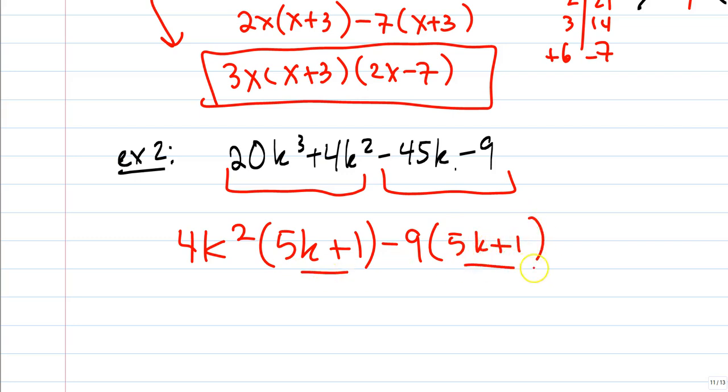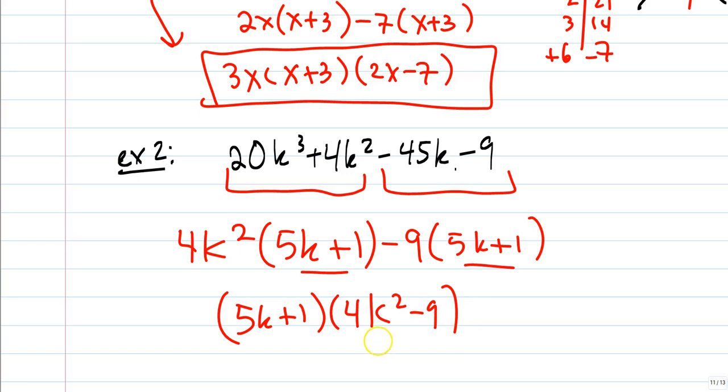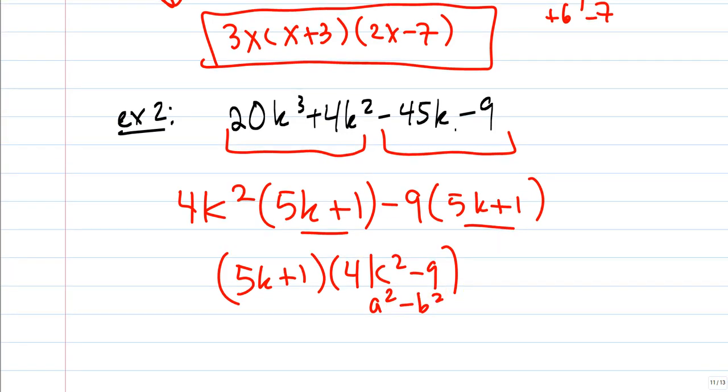These two groups have 5k plus 1 in common. And if we pull that out, that leaves us with 4k squared minus 9. It is so tempting to be done, right? But what I'm left with is a binomial, and one of these is a squared minus b squared. So you have to continue to factor that.